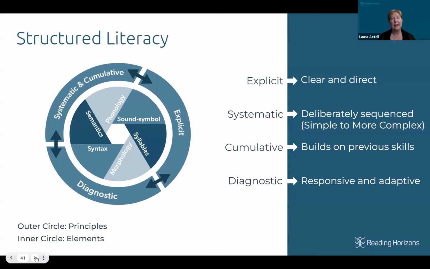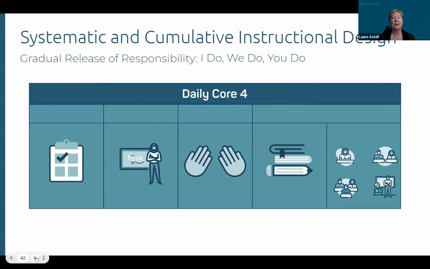And then the inner ring are the elements of structured literacy. And that again starts with phonology, sound-symbol correspondence, and then syllables, connected to, as they're reading and writing, discussing morphology, which is the meaning, connected to syntax, grammar, semantics, all those things.